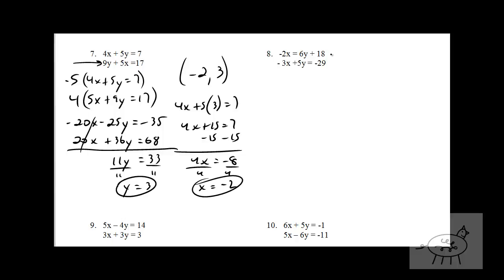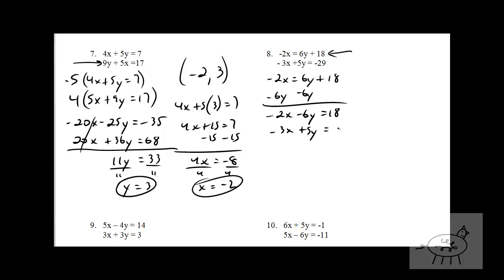Again, this one is not in the correct order. So in this case here, let me show a little bit of work. I can't just move it over because I have to add and subtract it. It's not on the same side. So I'm going to subtract 6y from both sides. So you get negative 2x minus 6y equals 18. And then the other one is negative 3x plus 5y equals negative 29.